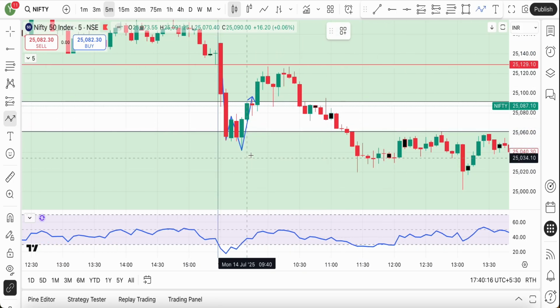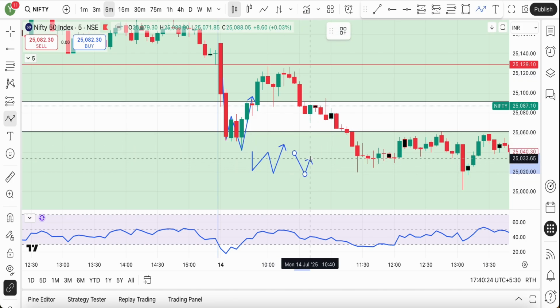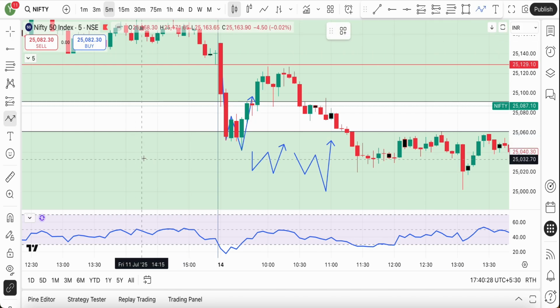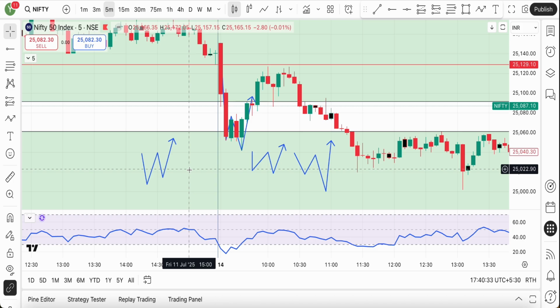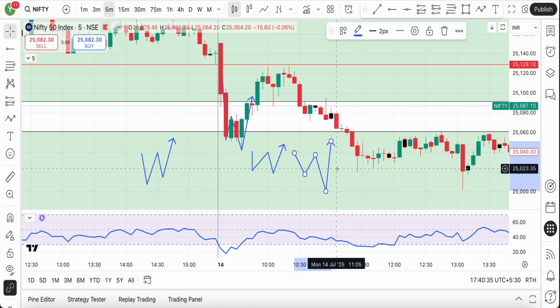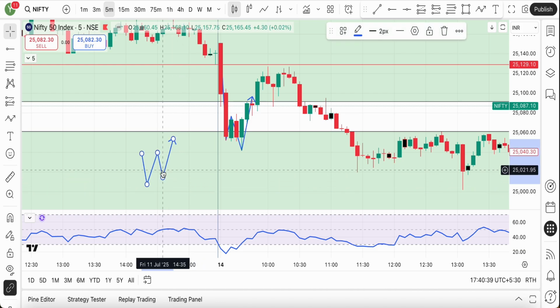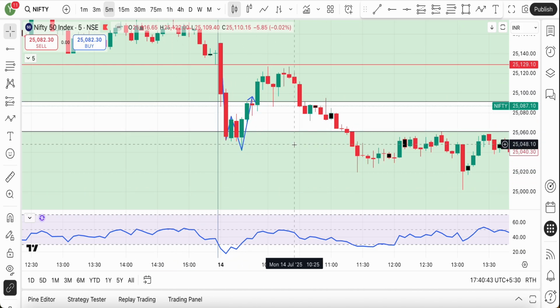There are multiple ways in which a double bottom can form, wherein the two bottoms can be equal, it can be like this, or it can even be like this. Now, I am planning a separate video on explaining which types of double bottoms are much more probable and how to identify them. But this is one of the high probable setups which are there.